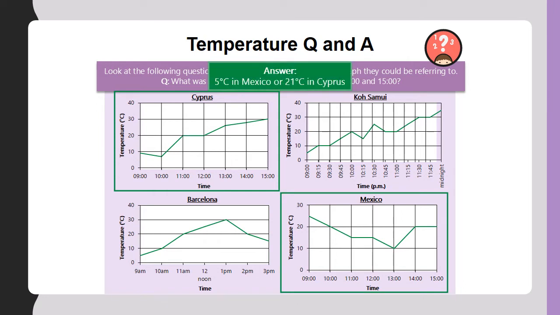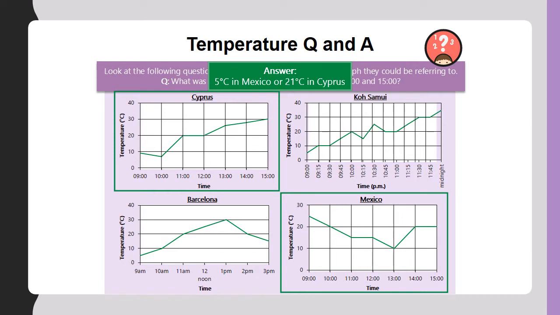And the answer is, there was a difference of 5 degrees Celsius in Mexico or 21 degrees Celsius in Cyprus. So if you look at Mexico, we can see it was just below 10 degrees Celsius at 9 o'clock compared to 30 degrees Celsius at 1500 hours. And that was Cyprus. And in Mexico, it was about 25 degrees Celsius at 9 o'clock, and then it was 20 degrees Celsius at 1500 hours.